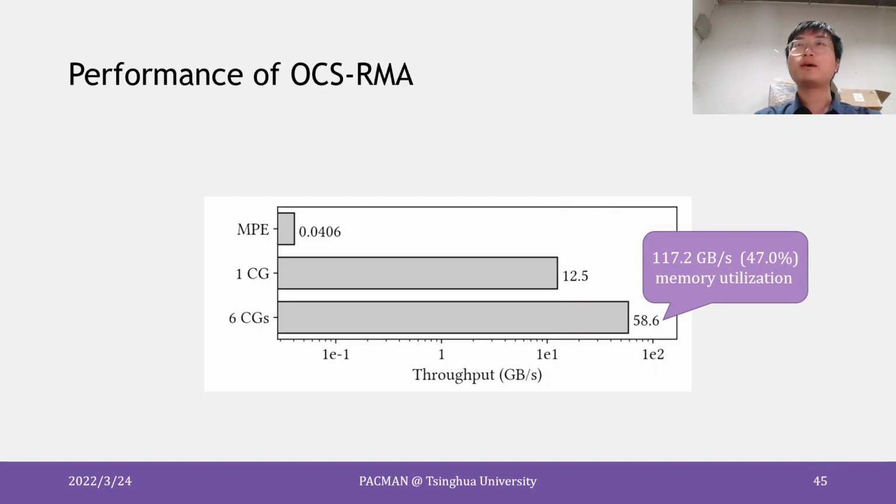Speaking of memory bandwidth utilization, OCS RMA with 6 CGs achieves about 117.2 gigabytes per second, which is 47% of the measured peak. To give a sense of it, in our previous generation OCS, we achieved only 33.7% utilization. The RMA helps us utilize the cores better with its ability to communicate between arbitrary two CPEs in the same CG.